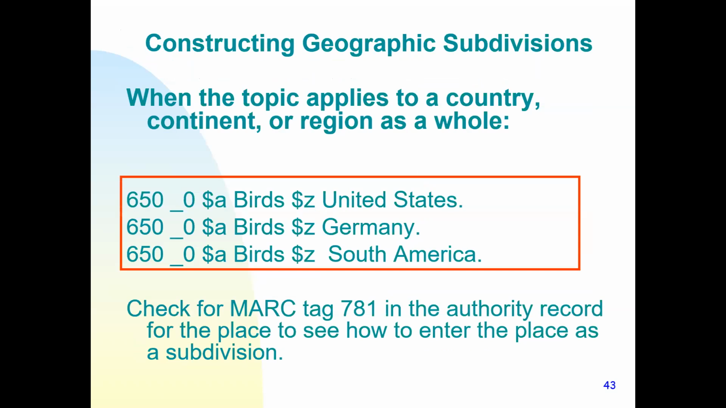So, constructing geographic subdivisions. This is where it gets a little bit tricky. You have to know definitely to check the authority records for places. And the 781 field is the one that tells you, when using it as a subdivision, how it should be entered. When the topic applies to a country, continent, or region as a whole, you can just use that country, continent, or region in the subfield Z.